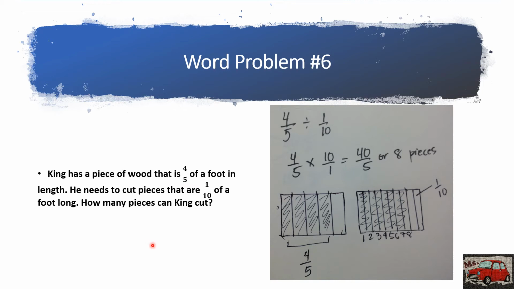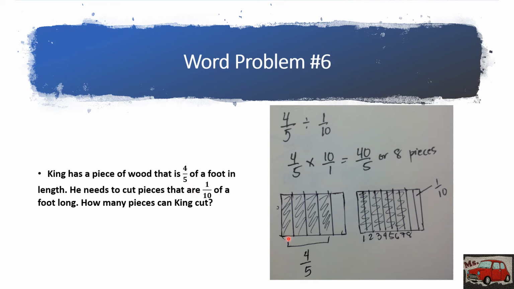Okay? So, ang gagawin natin, i-divide natin yung 4/5 sa 1/10. Alright? Then, it will become 4/5 times 10/1, and the answer is 40/5 or 8 pieces. So, 8 pieces yung makukuha niya kapag kinat niya ng tig 1/10 yung 4/5 na foot in length.